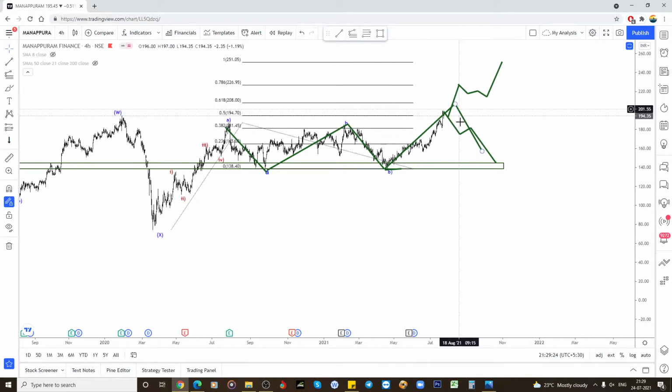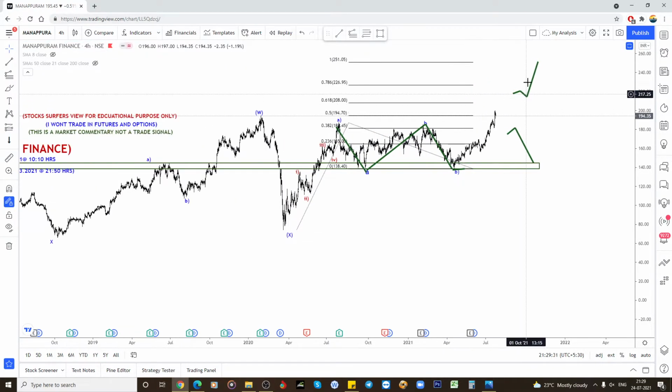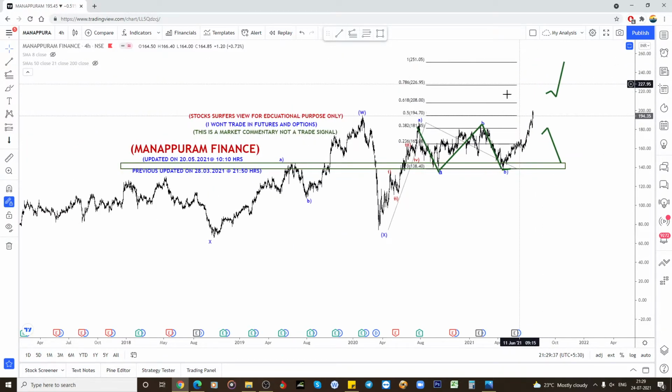So let's wait for this rejection to add. Otherwise, to book the profit nearly at around 260, yeah, 250. Okay, next target.